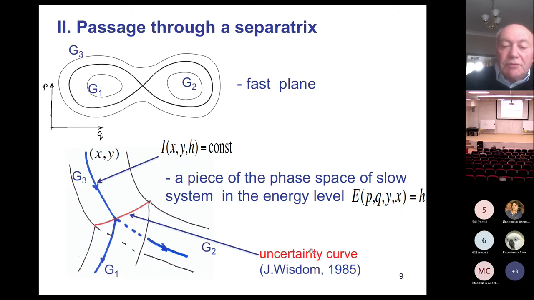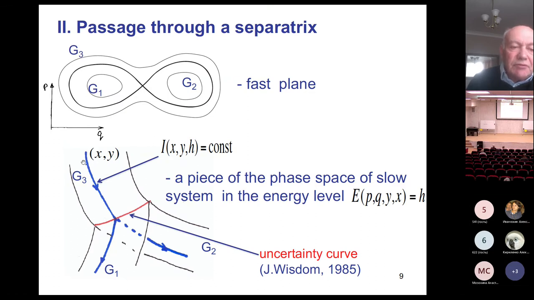This terminology was introduced by the American astronomer Jack Wisdom when he studied the problem of the origin of Kirkwood gaps in the belt of asteroids. So how does the dynamics look? In the adiabatic approximation, action I, which is now a function of slow variables and energy, remains constant. And this describes some evolution of the phase trajectory of the fast system.